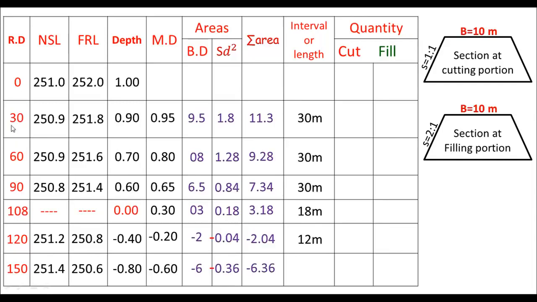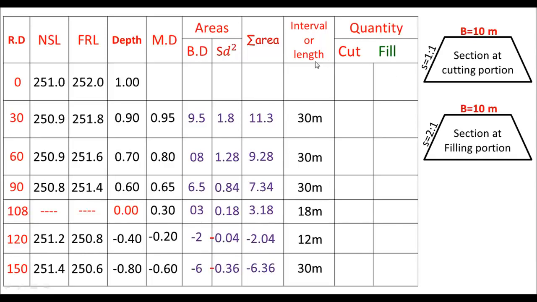Just find the distance between two stations. Let's talk about this one, 30 and 60. What's the distance between these two stations? Of course, just 30 meter. Okay, and look at this one, 120 and 150. This is again just 30 meter. And let's talk about this one, 90 and 108. What's the distance between these two stations? Of course, just 18, right?